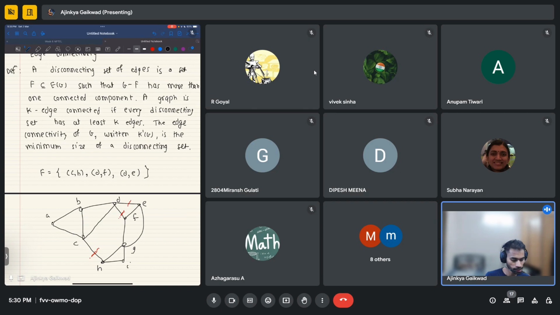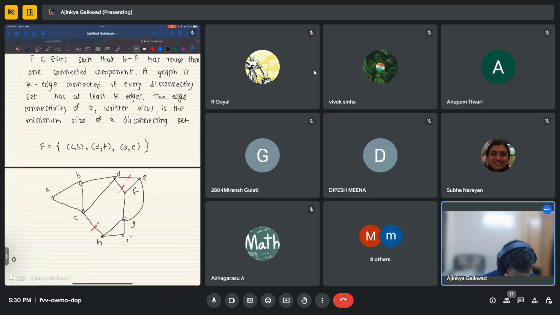Now the question is, is this graph two edge connected? So let me write down the question. The question is: is the above graph two edge connected?